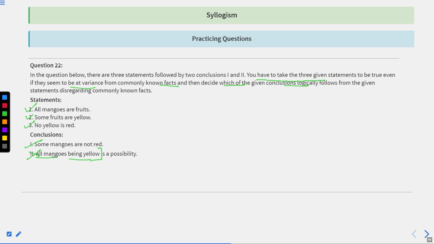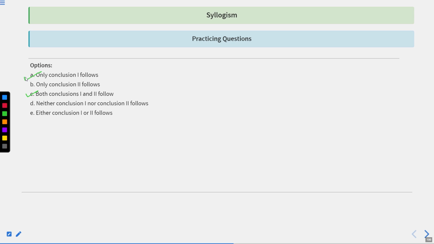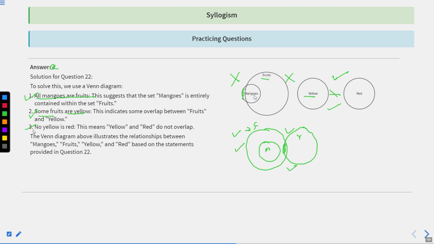But if it is mentioned as a possibility, we can conclude that this second statement may or may not be true. So that is the reason we can say that only conclusion 1 may follow, or both conclusions 1 and 2 follow. Only conclusion 2 follows is not true. Either conclusion 1 or 2 follows. This particular statement we cannot take into consideration, because we know that conclusion 1 obviously follows from the statement. So the answer could be A or C, depending on the possibilities, the representation of the Venn diagram.